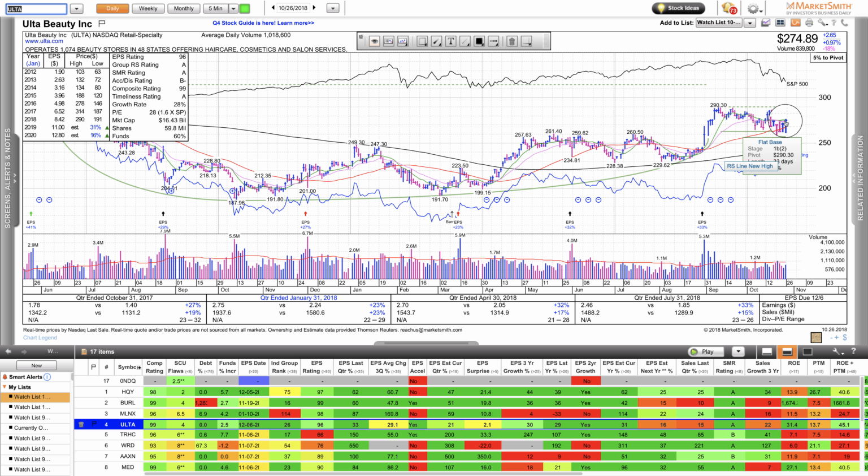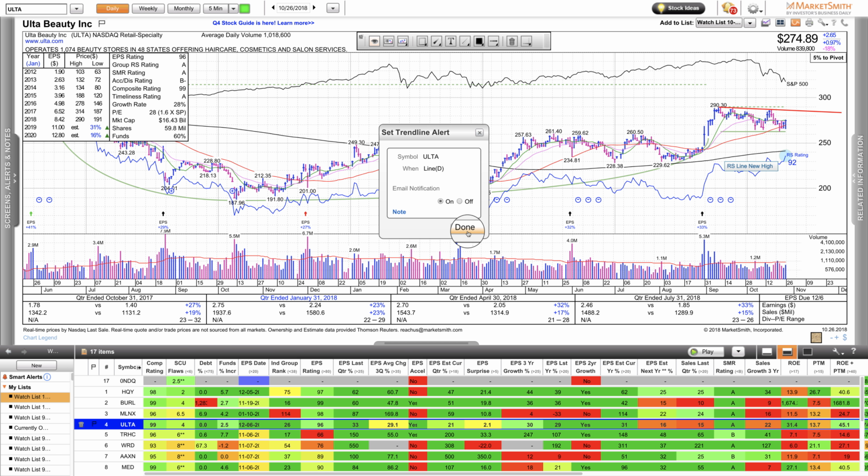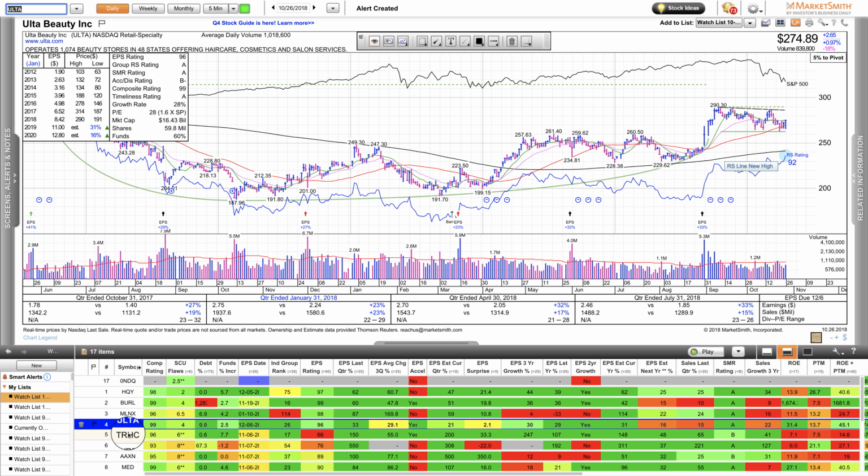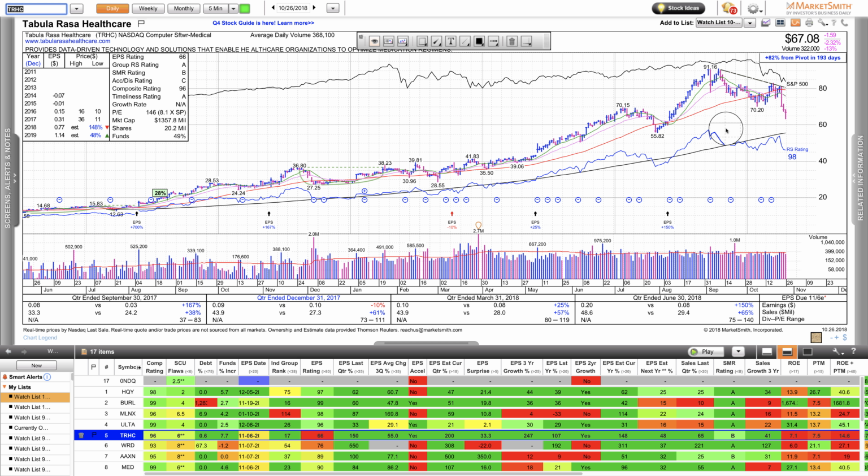The RS line's coming up. Not really an early entry on this. You could put in a sloping trend line on that, perhaps. Matter of fact, I'll do that, just like I like to have the alarms go off so I can pay attention. Okay, Tabula Rasa. Okay, this is more of a double bottom, but it's a little irregular here.